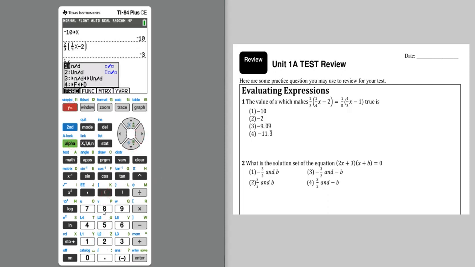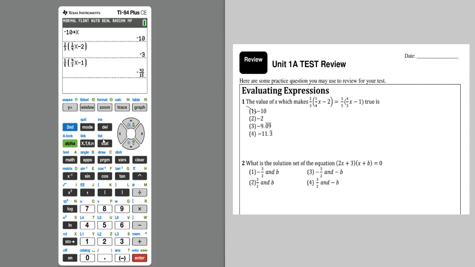parentheses, alpha y equals, oops, nope, delete, alpha y equals 4/3, x minus 1. And I know that I have the right answer when both of my answers are equal, and in this case they are definitely not. So I'm going to cross this one out, so it's definitely not choice 1.